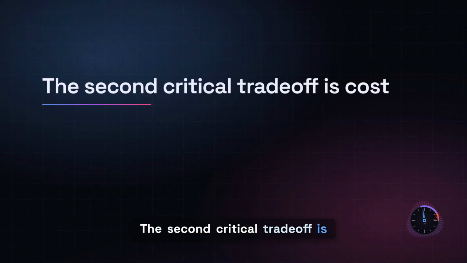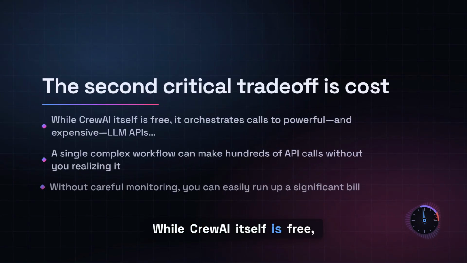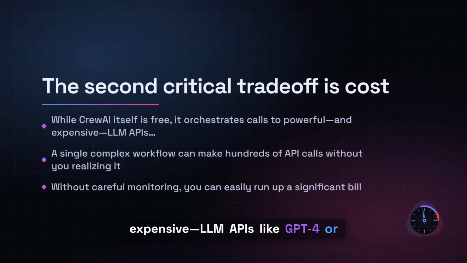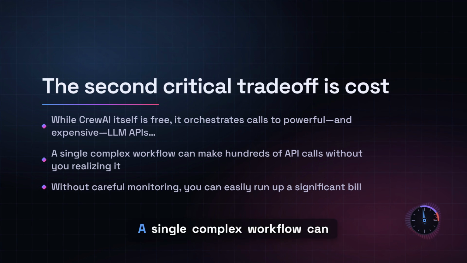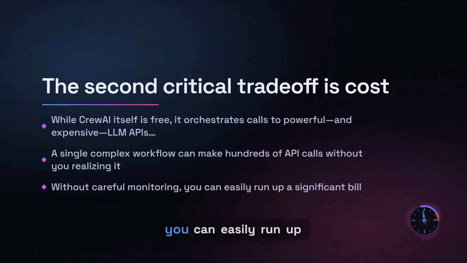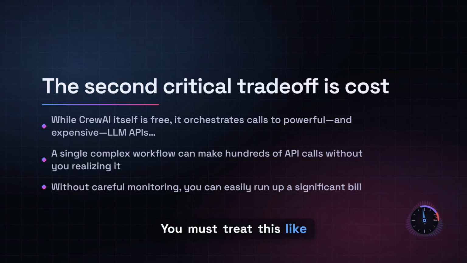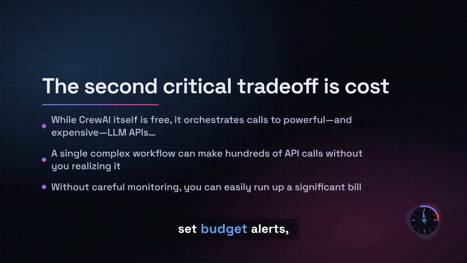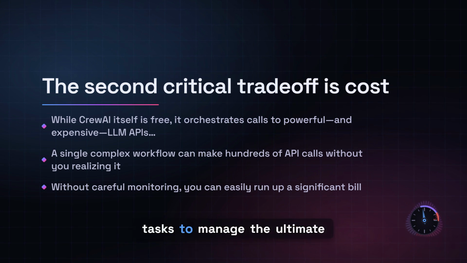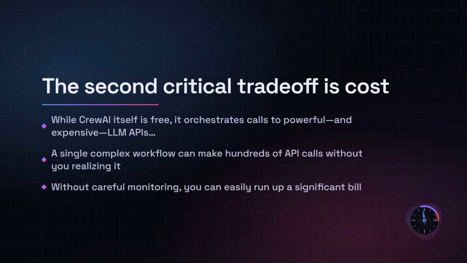The second critical trade-off is cost. While Crew AI itself is free, it orchestrates calls to powerful and expensive LLM APIs like GPT-4 or Anthropic's Claude. A single complex workflow can make hundreds of API calls without you realizing it. Without careful monitoring, you can easily run up a significant bill. You must treat this like any cloud service. Track your usage, set budget alerts, and consider using cheaper or local models for less critical tasks to manage the ultimate reality check, your monthly invoice.